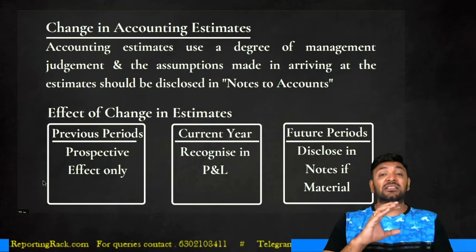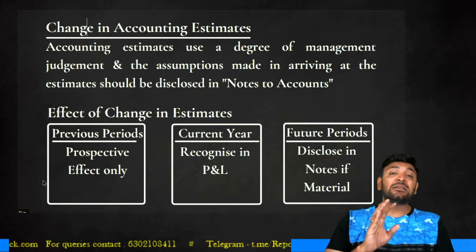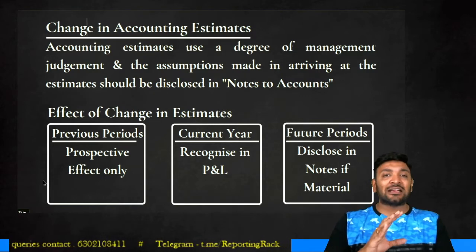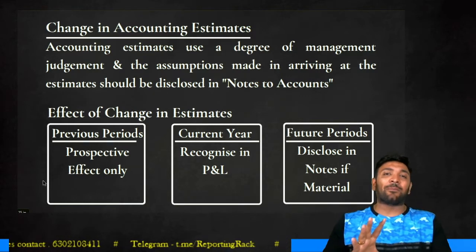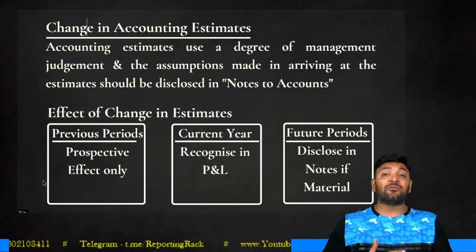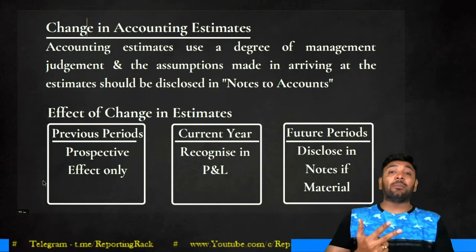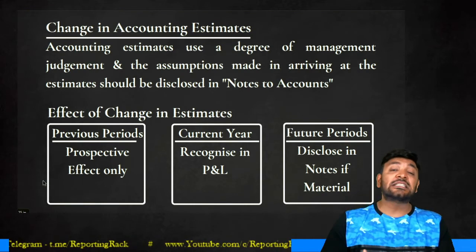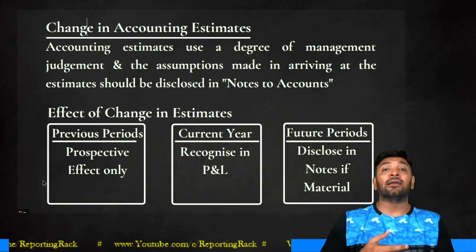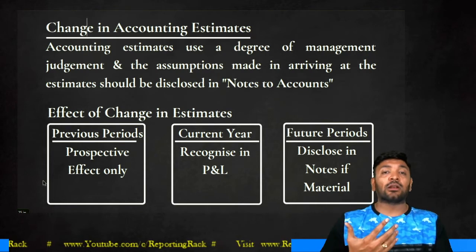So whenever this happens, estimates are changing based on time, based on situation, because estimates always require a degree of judgment by the management. So in preparation of financial statements, there are a lot of accounting estimates which are applied. An estimate in provision for bad debt, an estimate in provision for taxation, an estimate for identifying the present value of defined benefit obligation under Ind AS 19, an estimate regarding estimated residual value, an estimate regarding estimated cost of dismantling, an estimate regarding estimated useful life. So many estimates have kept on coming.